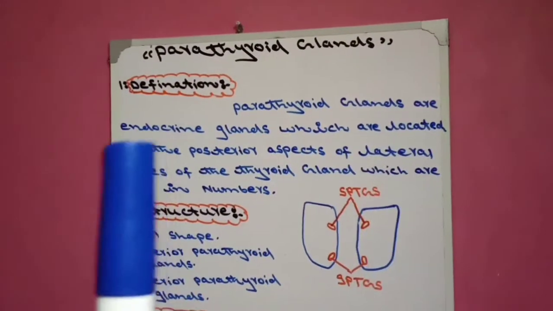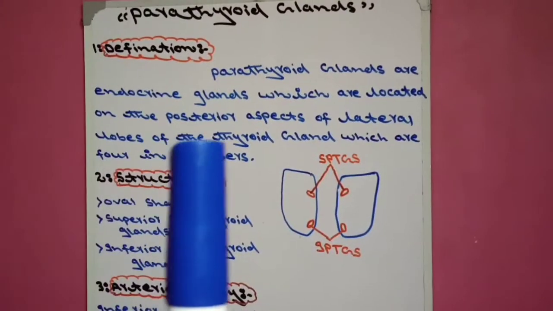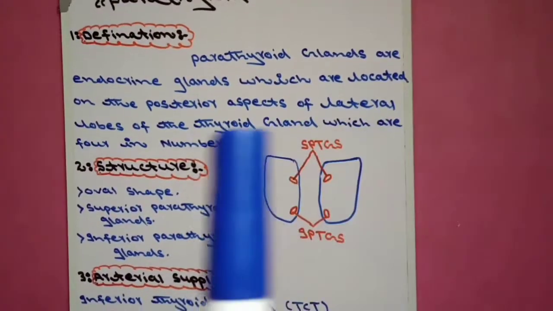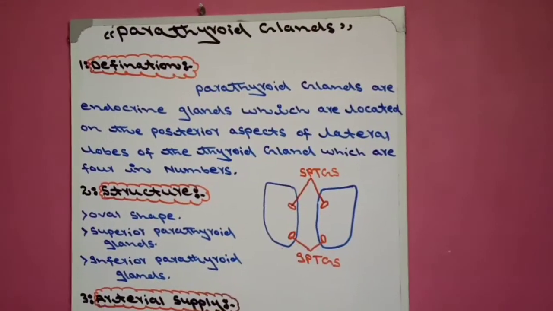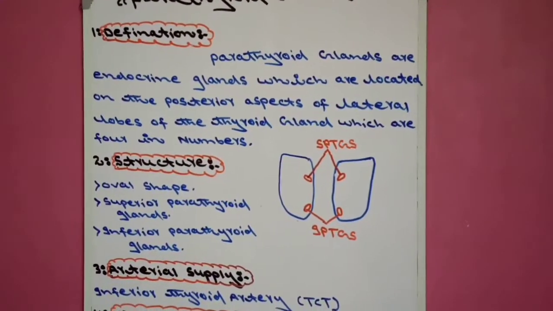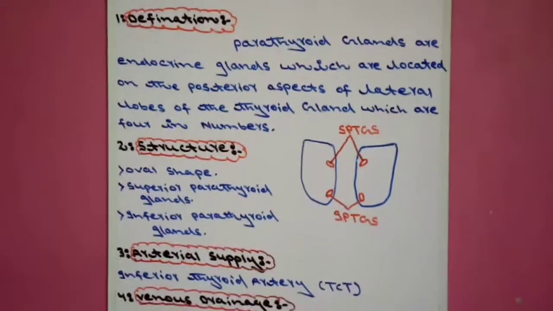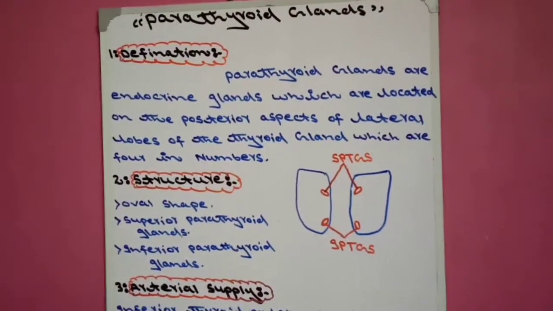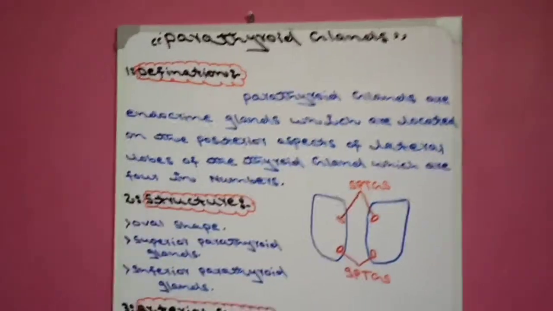Parathyroid glands are endocrine glands which are located on the posterior aspects of the lateral lobes of the thyroid gland, and they are 4 in number. Meaning parathyroid glands are endocrine glands, their location is on the posterior aspect of the lateral lobes of thyroid gland, and the number of parathyroid glands is 4. This is the definition of parathyroid glands.